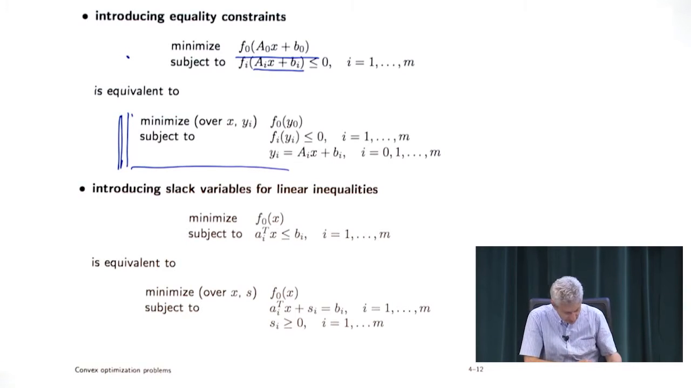Okay. Here's another one: introducing slack variables for linear inequalities. So here I want to minimize, say, f0 of x subject to linear inequalities here.